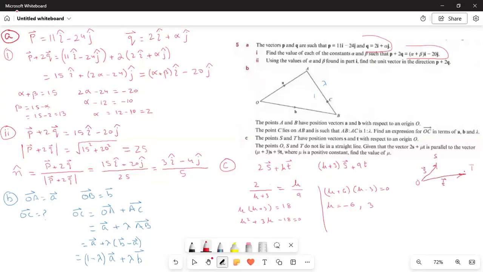We are given that mu is a positive constant, so we ignore minus 6 and just take 3. So this is our answer.